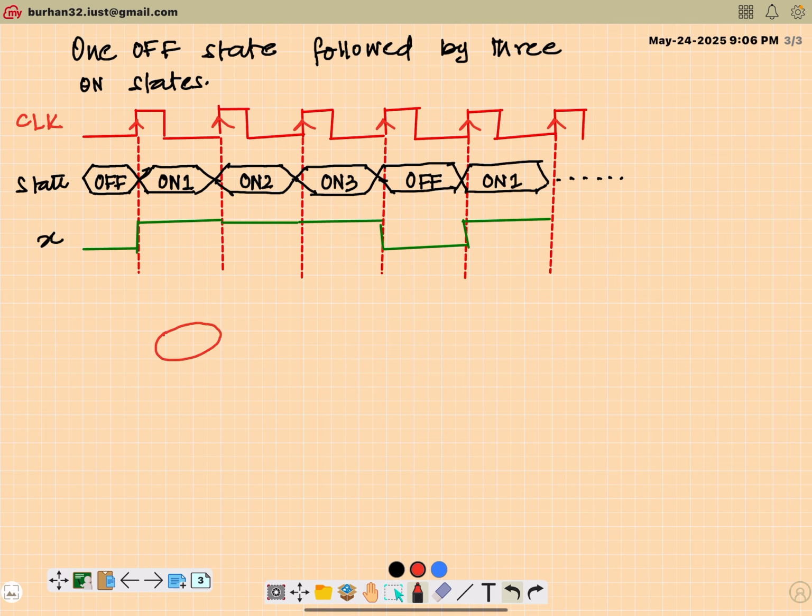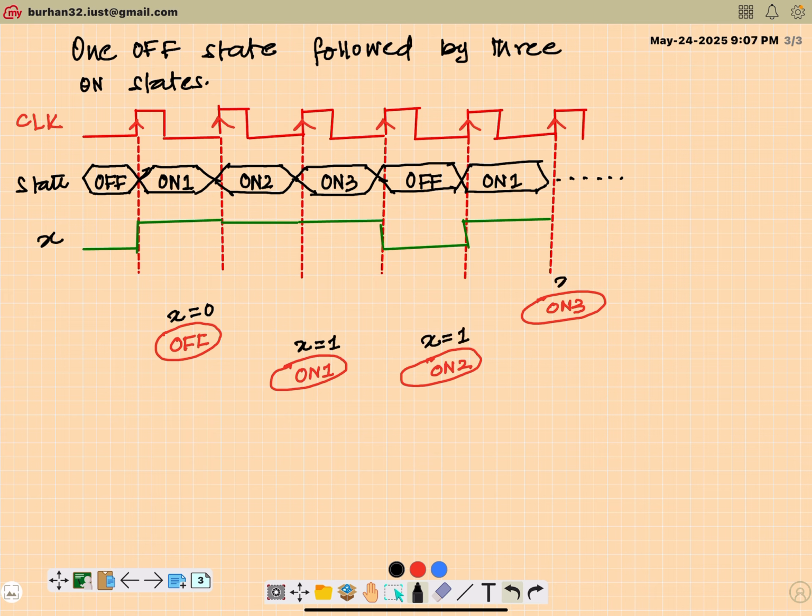State 1, which is my off state. Second state, on 1. Third state, on 2. Fourth state, on 3. In the off state, my output is 0. In the on 1 state, my output is 1. In the on 2 state, my output is 1. In the on 3 state, my output is 1.